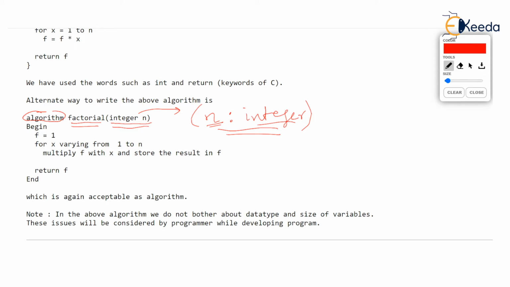Then many algorithm writers would like to write begin and end instead of brace open and brace close. Acceptable. Then f is 1, and look at the for loop: for x varying from 1 to n. So x will run from 1 to n and then multiply f with x and store the result in f. This is nonsense. I don't like it. And I'm sure you would say, what, sir, what have you written? Instead, it was better. You would have written this as for x equal to 1 to n, and f becomes f into x.